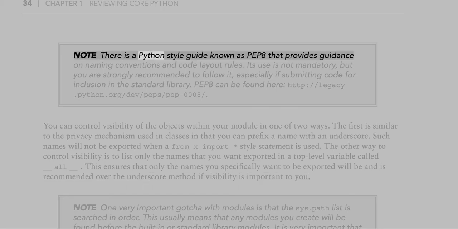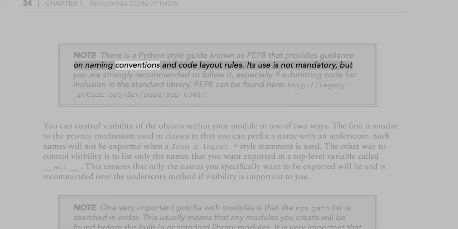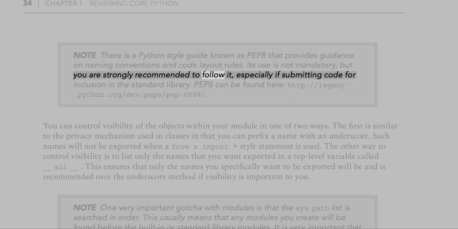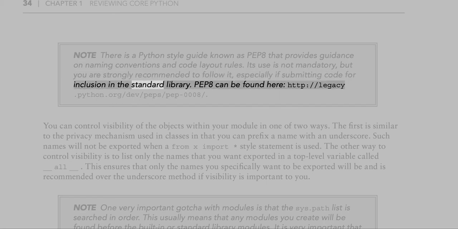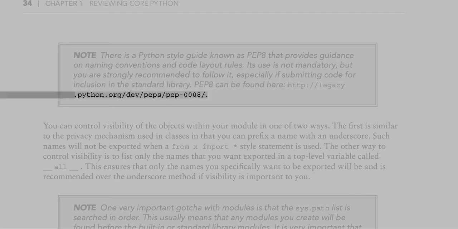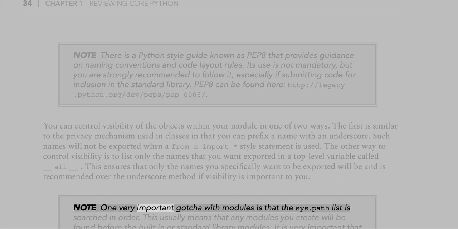Note there is a Python style guide known as PEP8 that provides guidance on naming conventions and code layout rules. Its use is not mandatory, but you are strongly recommended to follow it, especially if submitting code for inclusion in the standard library. PEP8 can be found here: http://legacy.python.org/dev/pep/pep0008/.